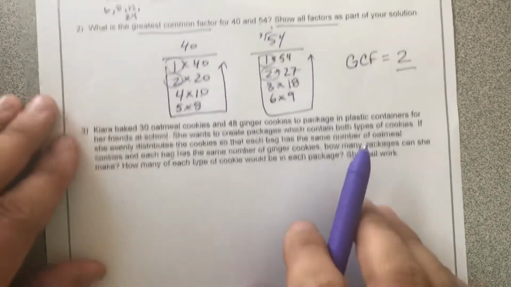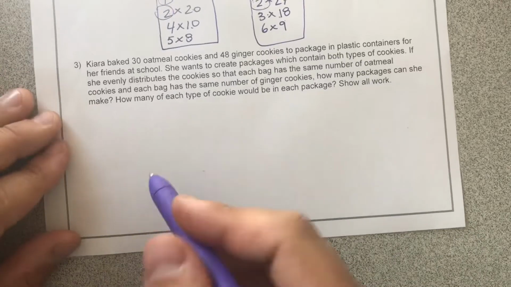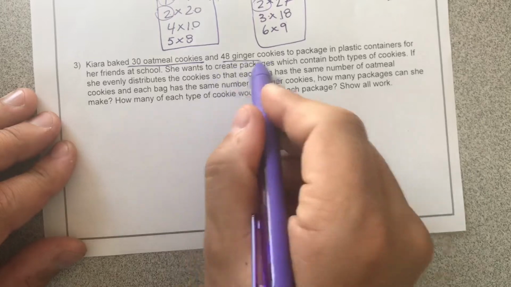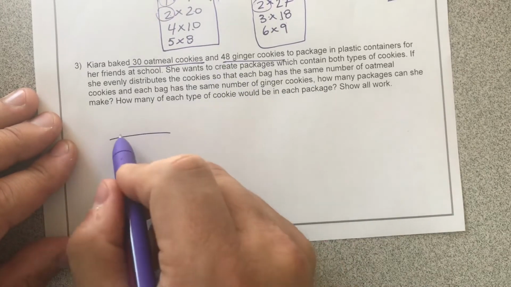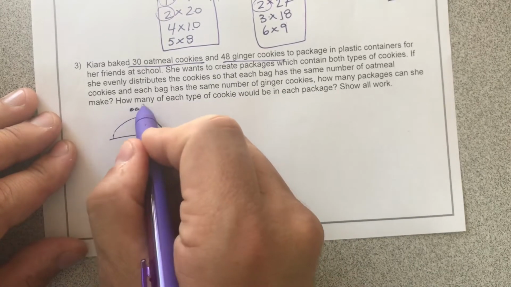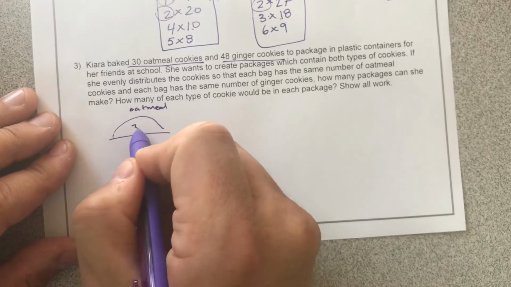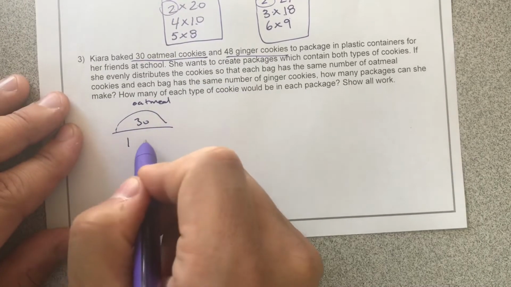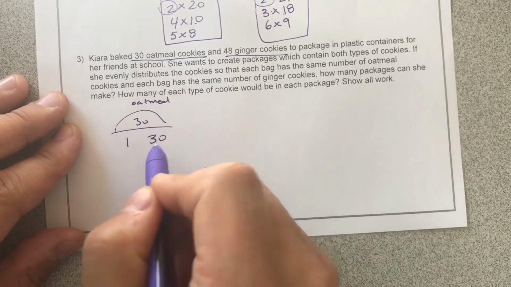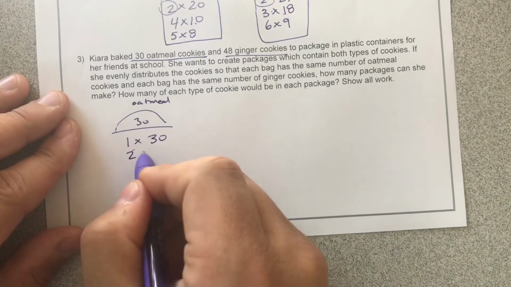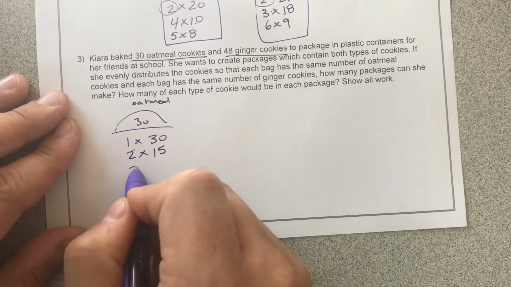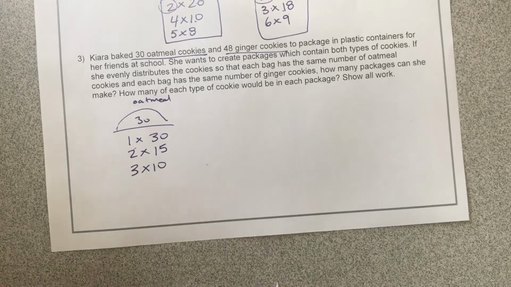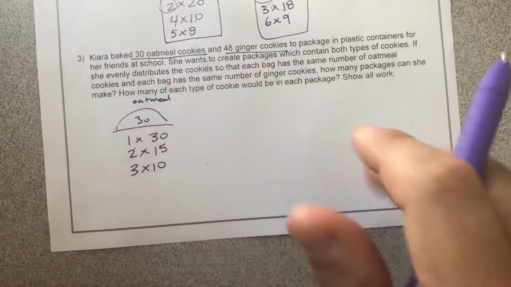On question 3, Kiara has 30 oatmeal cookies and 48 ginger cookies. So I'm kind of picturing like a pile of oatmeal here, and there are 30 of them. And I can divide that into a lot of different ways. I can divide them into sort of one group of 30, and I can divide them into 2 groups of 15, and I can divide them into 3 groups of 10. So you're kind of thinking of how you can break up this group of 30 cookies into equal groups.